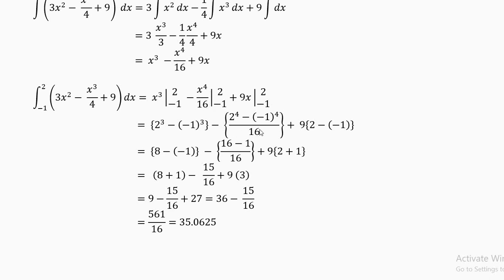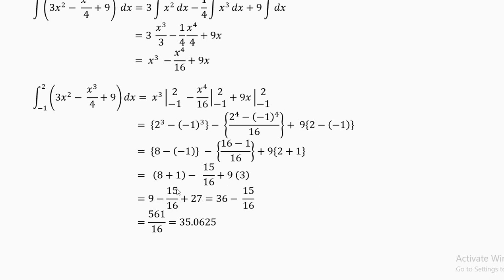Now the second term is minus x power 4 by 16. Keep the minus outside. This 16 you can take inside or outside. 2 power 4 minus minus 1 power 4. This is 16 minus 1 divided by 16. It is 15 divided by 16. You write it and remember the minus sign. Now the last term is 9x. 9 into 2 minus minus 1 is 2 plus 1 is 3. 9 into 3 is 27.